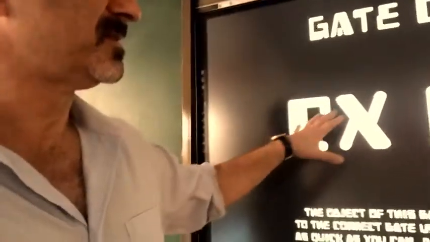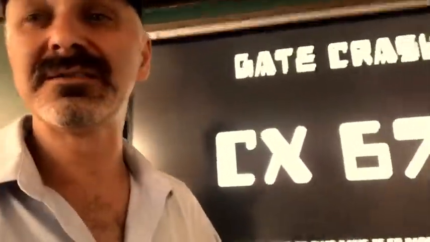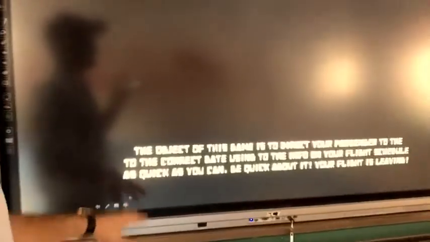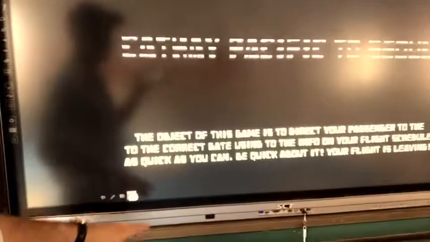So they would have the flight schedule, as you just saw there, with flight numbers on it, departure times. They had to find that information, and they had to find out what gate it was. Then they had to yell to their team member, get to gate such and such. And we just kind of go through, and that was a lot of fun.